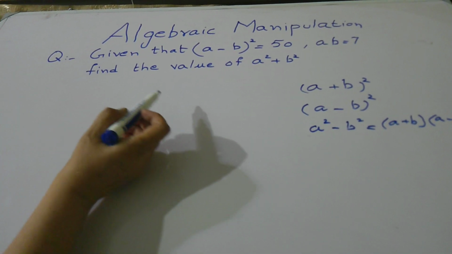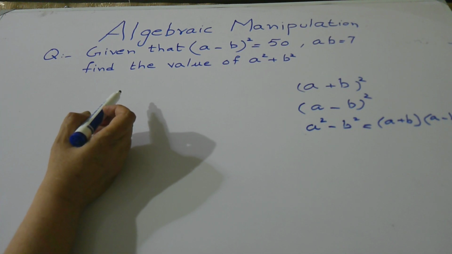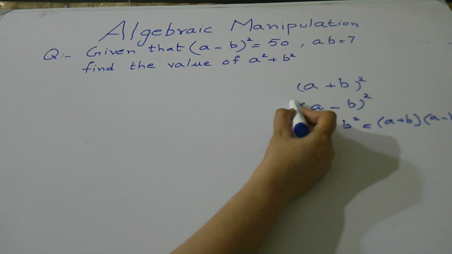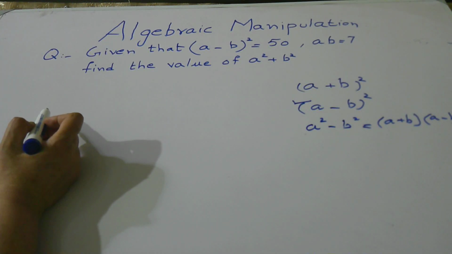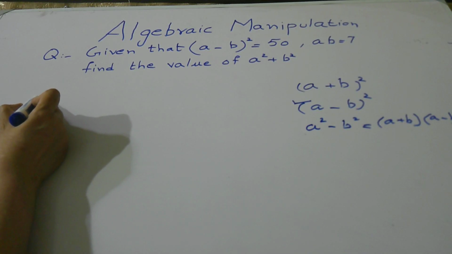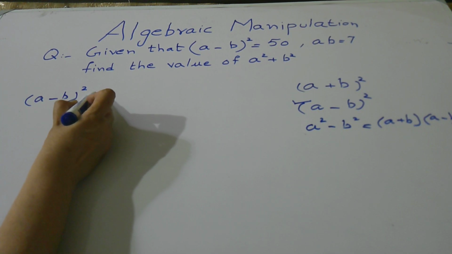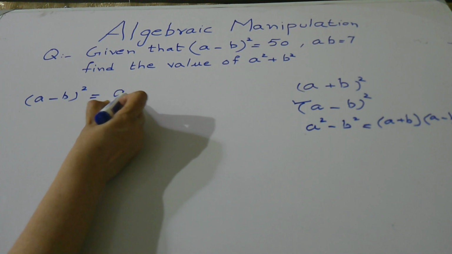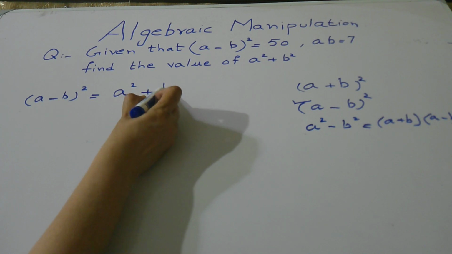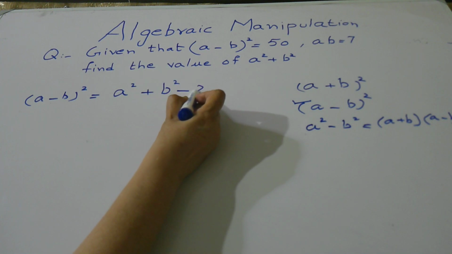So according to the question you will have to apply the identity. I think you have understood. You will apply the identity (a − b)², because you have to find the value of a² + b². So you will write (a − b)². When you open it, it is equal to a² + b² minus, because here is a minus sign, 2ab.